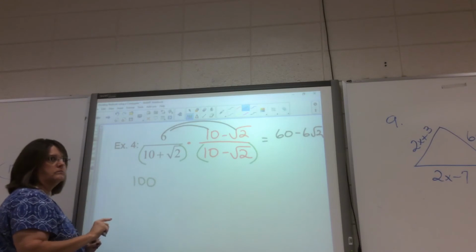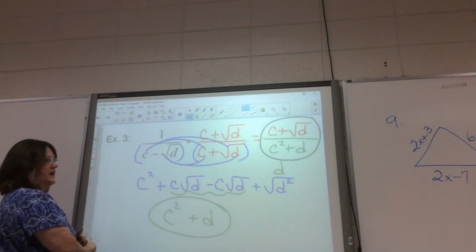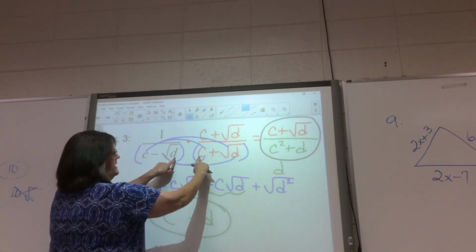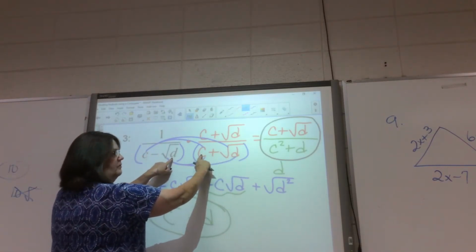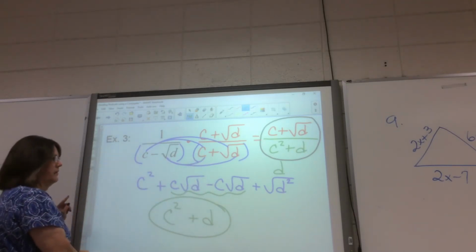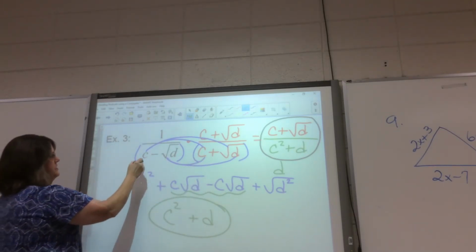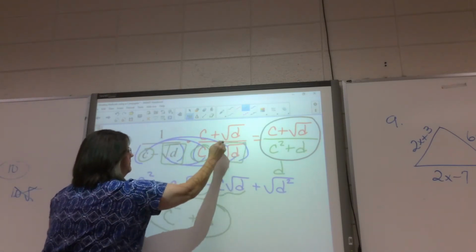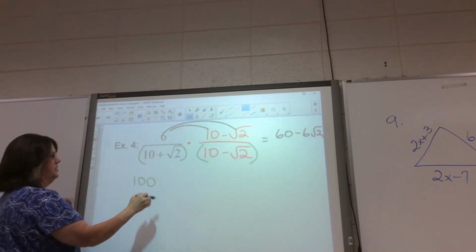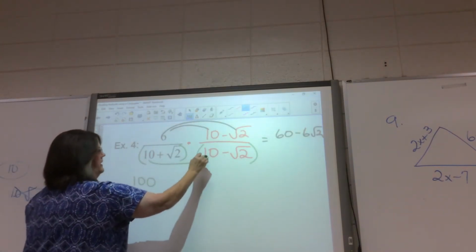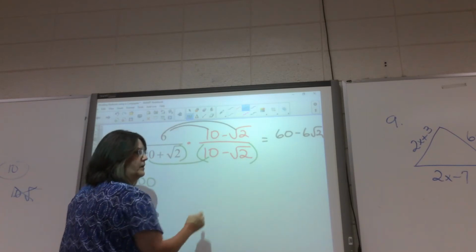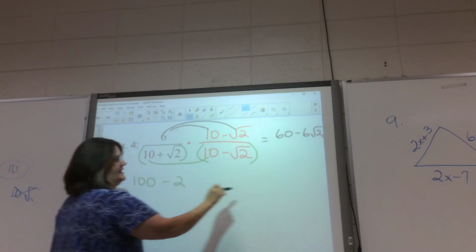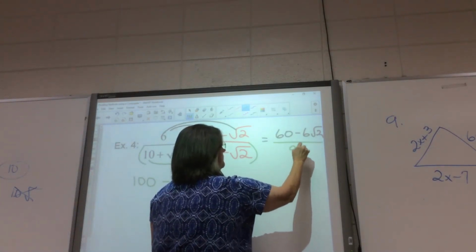Now, I'm going to take you through a shortcut. We know that these right here are going to cancel out. So I'm not going to bother writing those down. I'm just going to do this part and this part. So I'm going to do 10 times 10. And the square root of 2 times the square root of 2 is the square root of 4, which is 2. And it's negative. So that is 98.